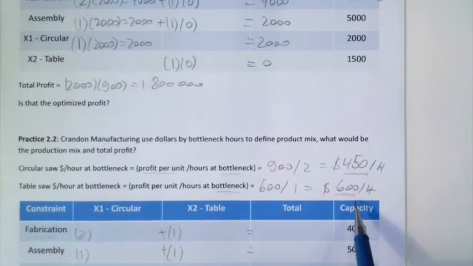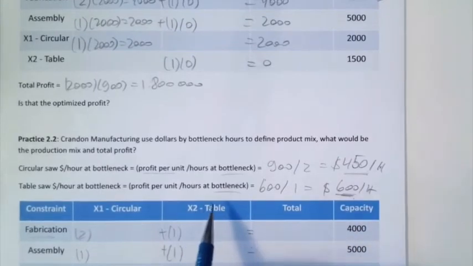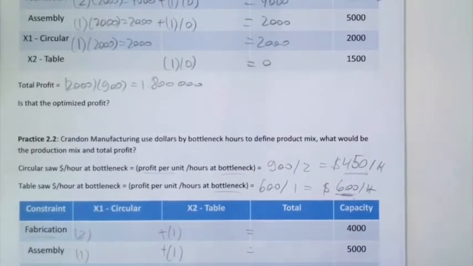So let's do the other way around. Let's try to do X2 first, because it gives me more dollars at the bottleneck, and the bottleneck is what actually constrains how much I can produce. So what is the maximum amount of X2 that I can produce? Well, here it's 1500. It's limiting, and I think this constraint will be okay with 1500, right?